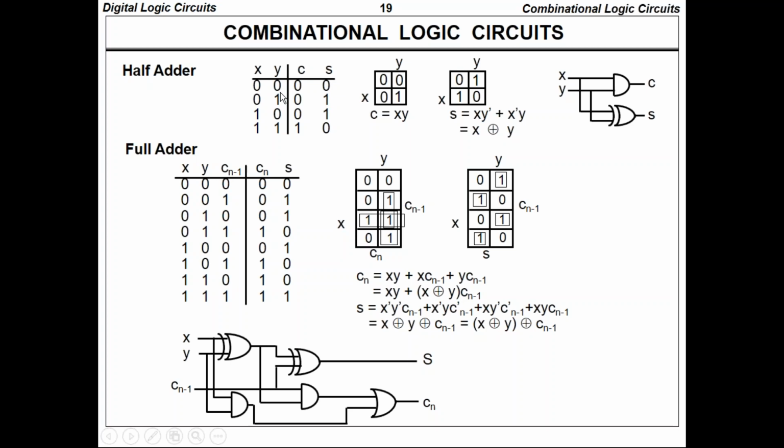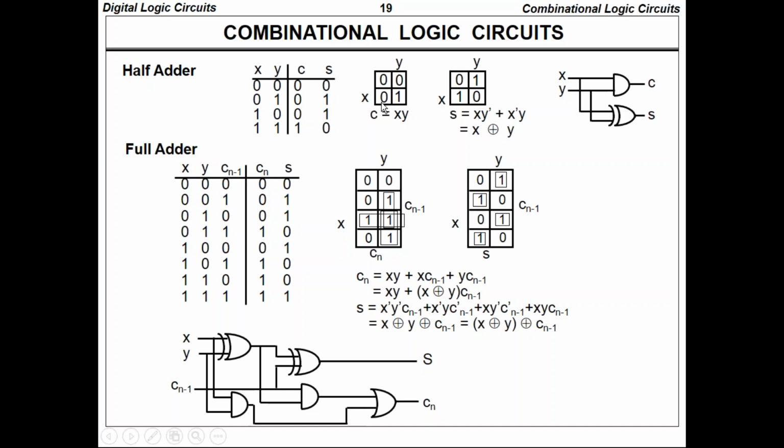Here I have two inputs x and y: 0 0, 0 1, 1 0 and 1 1. If I add 0 and 0, the sum will be 0; 0 plus 1, the output will be 1; 1 plus 0, the output will be 1; and 1 plus 1, the output will be 10. So the carry is 1 here and the remaining carries are 0. Only when both inputs are 1 will the carry be generated, otherwise no carry is generated.